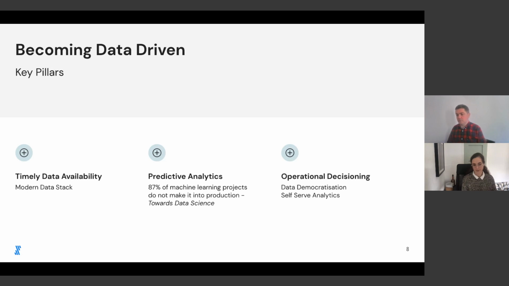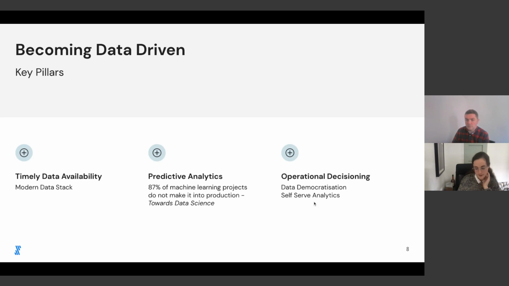Part of the modern data stack, just to go back to that, is to create that centralized data view that's robust, controlled, and governed, which will in turn make your machine learning models perform on robust data, and so more likely to actually be moved into production. So I think the modern data stack will also help with this statistic: 87% of machine learning projects don't make it into production. But it's not the focus of today, because I do believe you can be data driven without necessarily having the most advanced machine learning models available. What we're really going to focus on today is operational decisioning, and in particular data democratization.